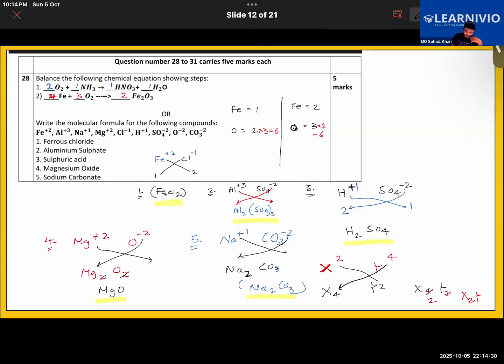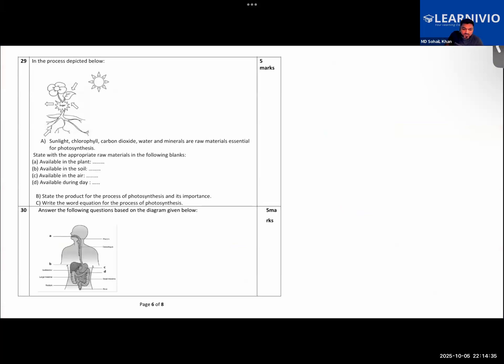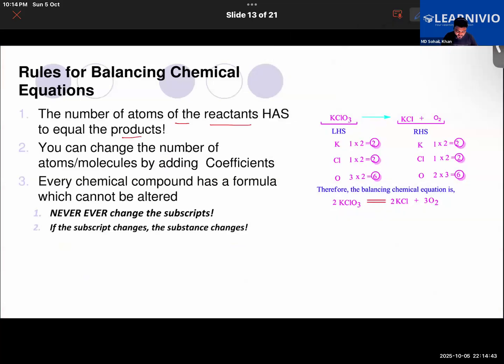Moving on to the next question. You have written it, no, by the way? Yes, sir, I have written it. Also, you can look at the following question. We have potassium chlorate, which is broken into potassium chloride and oxygen. Here we have one potassium atom, one chlorine atom, and three oxygen atoms. And here respectively one chlorine, one potassium, and two oxygen.